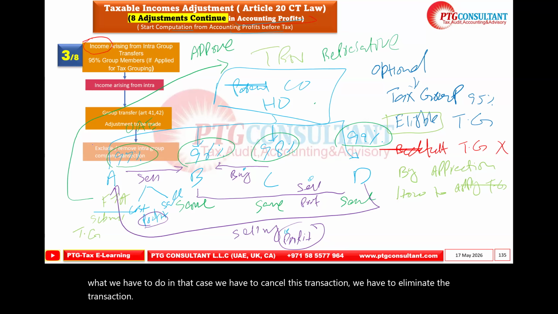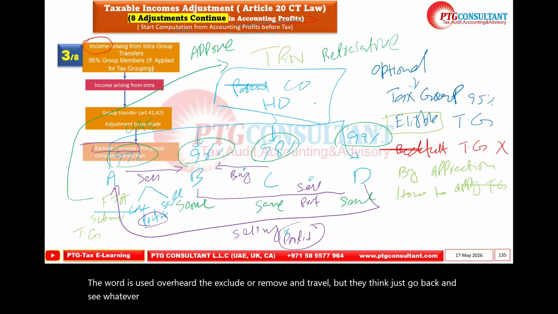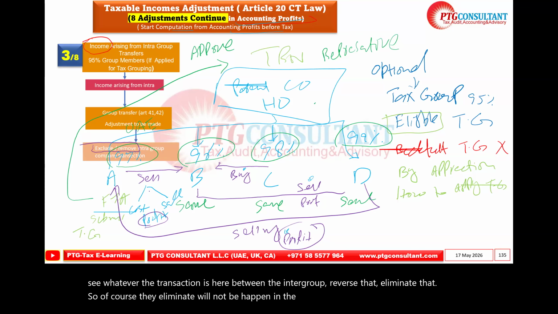The word is used over here, to exclude or remove intra-group transactions. What they mean is, just go back and see whatever the transaction is between the intra-group entities, reverse that, eliminate that. Of course, the elimination will not happen in the books of the original company.